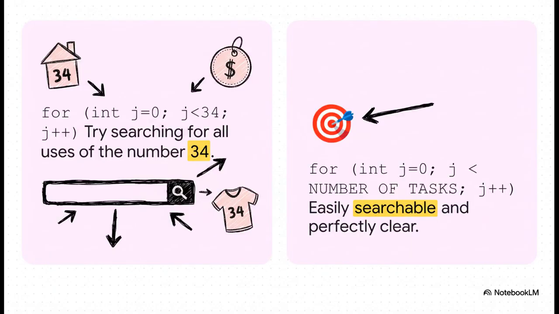Rule number 2, make your names searchable. Just look at the code on the left. Imagine you need to find every place that the number 34 is used for this specific purpose. How would you even search for that? It would be an absolute nightmare. But on the right, by using a named constant like number_tasks, you can search for that exact term and find it every single time. Easy.